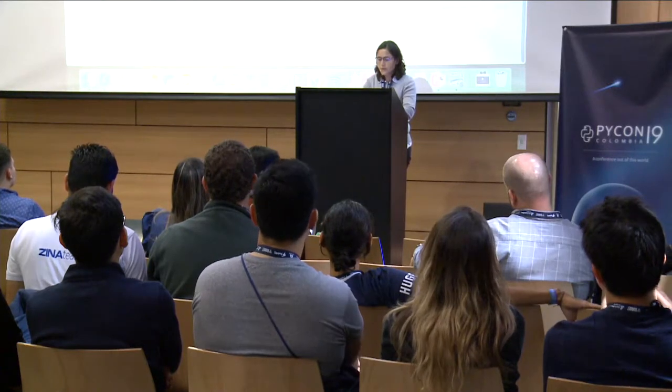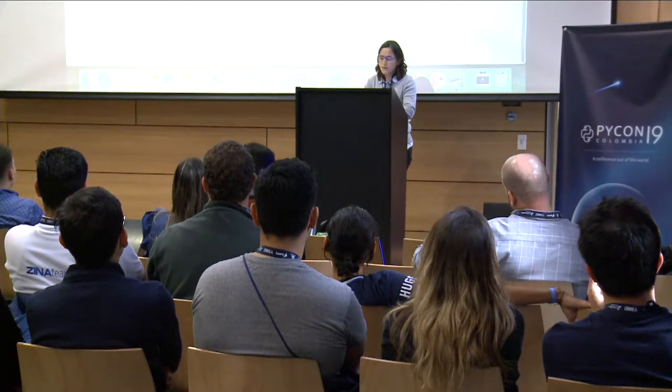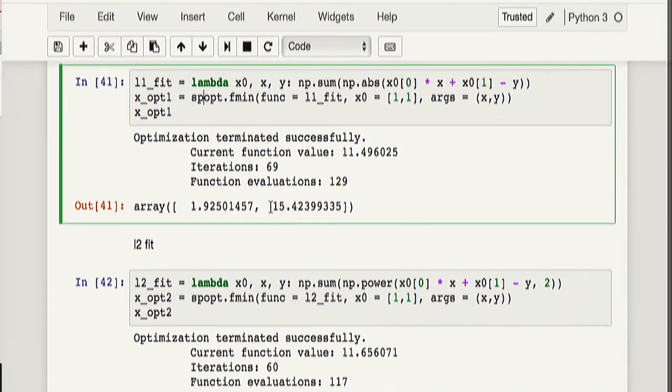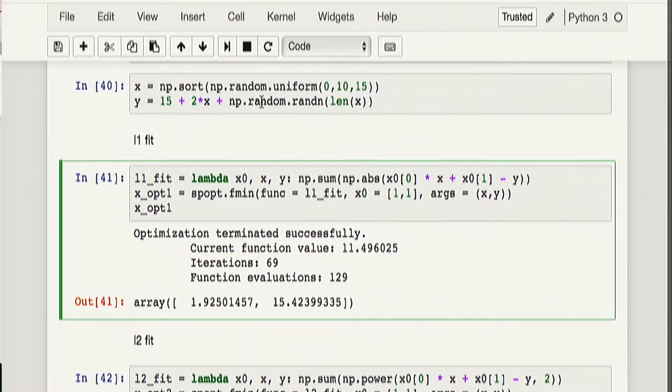The fitting of the line through the L1 norm is done through this function from the optimization library, and these are the results that we obtained. These are the parameters of the line that best fits the points that we generated through this equation. As you can see, this is the equation of a straight line, but we have some random noise inserted in the line, just to change the signal a little bit and to see how the fit works.